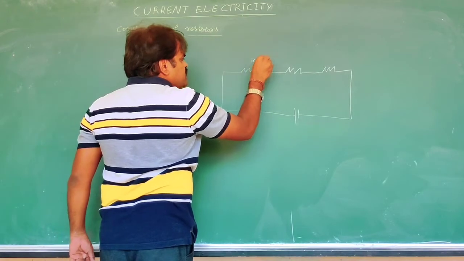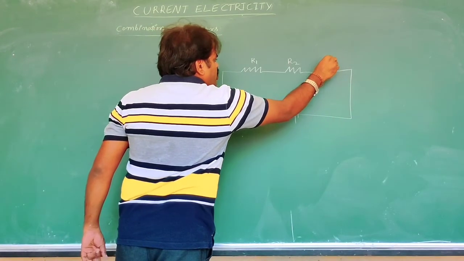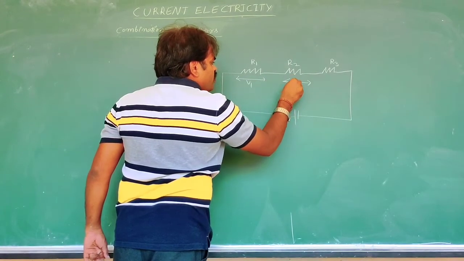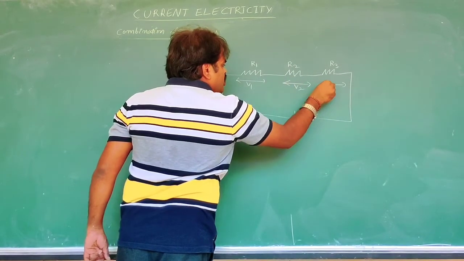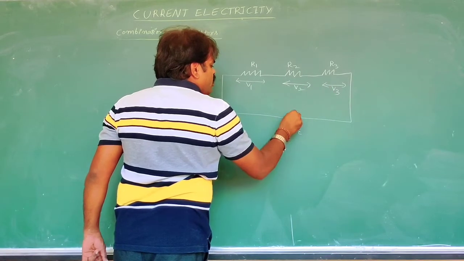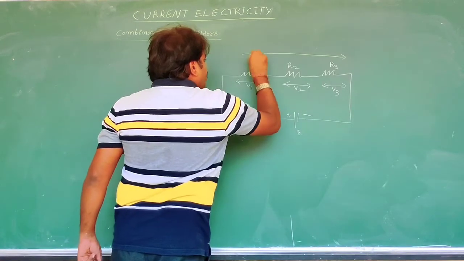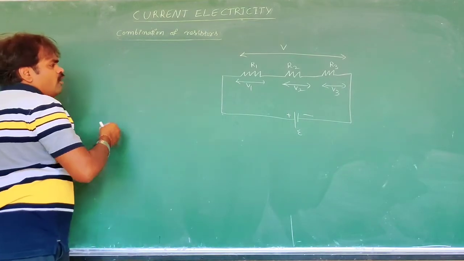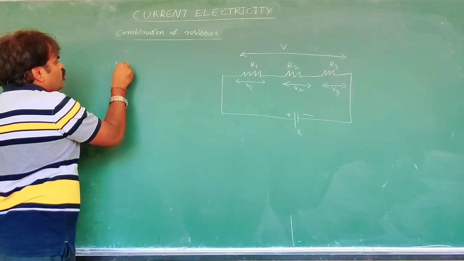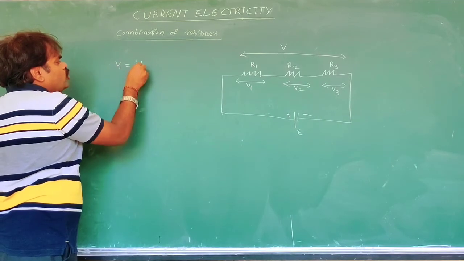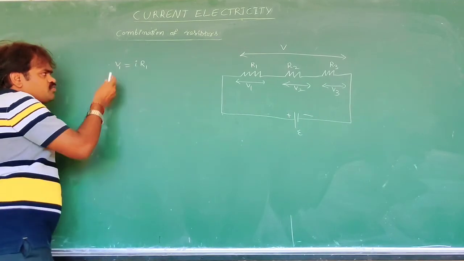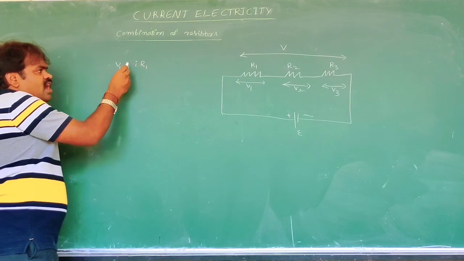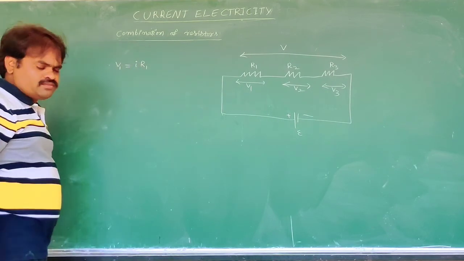Here are resistors R1, R2 and R3. The potentials are V1, V2 and V3. Because of the applied potential, the total potential is V. We want V1. V1 is equal to what? I into R1, because the potential across the R1 resistor is I into R1 from Ohm's law.